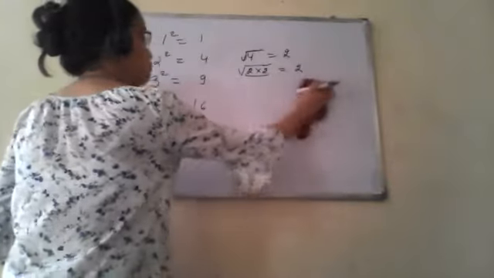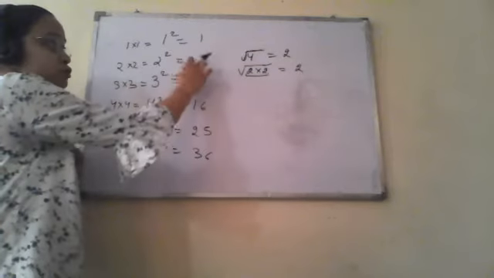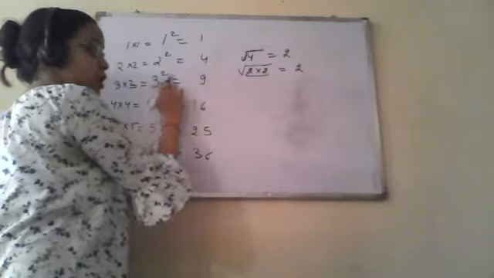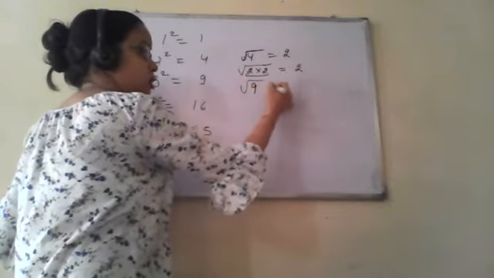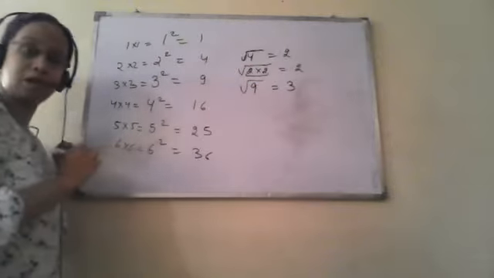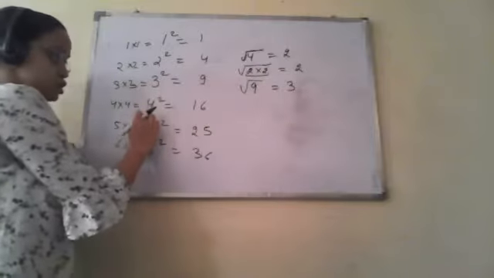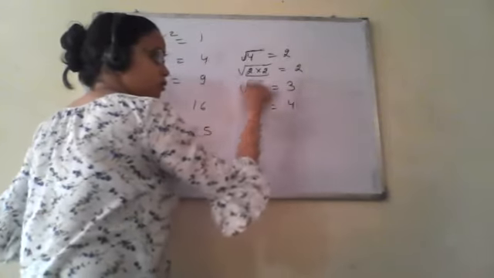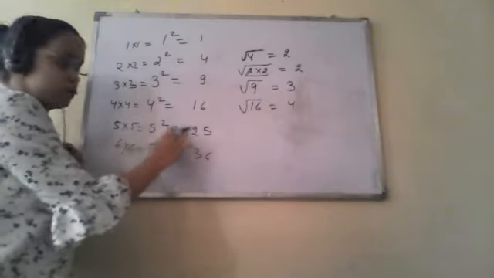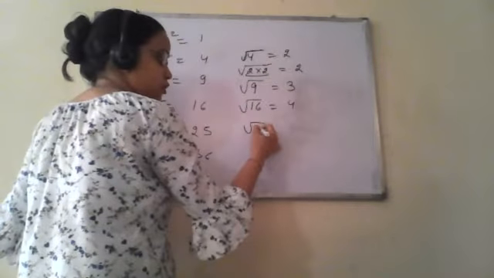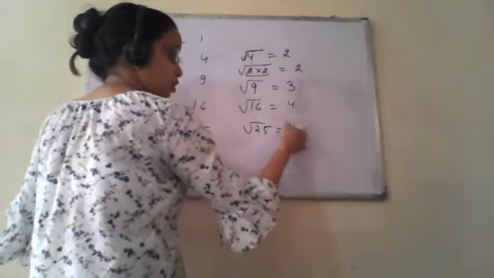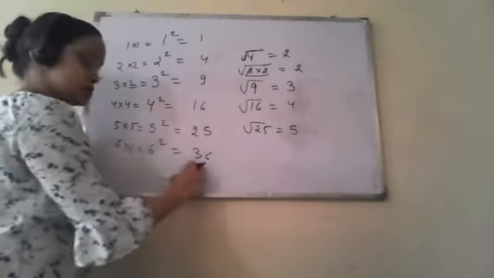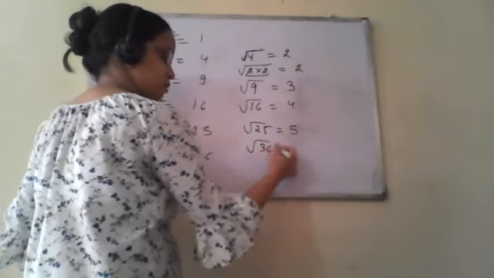So it is clear. Square of 2 is 4, so the square root of 4 will be 2. Square of 3 is 9, square root of 9 will be 3. Clear? So this is the sign of square root. Square of 4 is 16, square root of 16 will be 4. Square of 5 is 25, square root of 25 will be 5. Clear? Square of 6 is 36, square root of 36 will be 6.